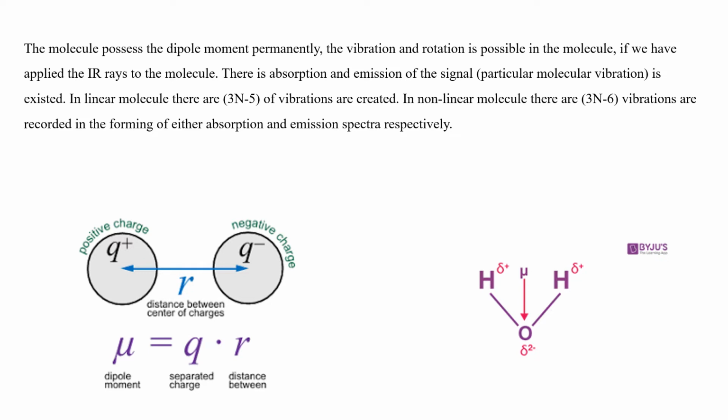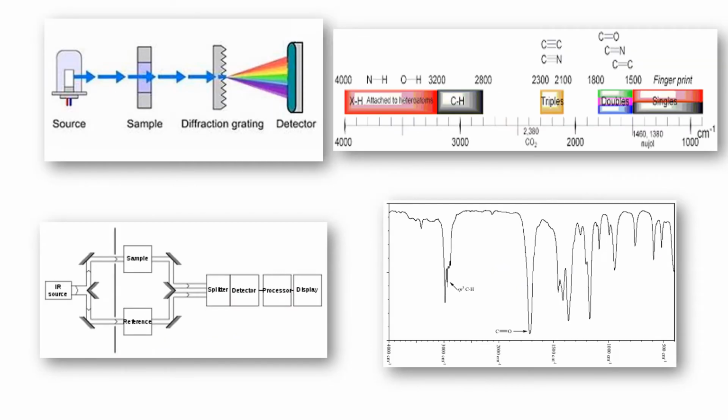A natural dipole moment is possible in the water molecule, which has two hydrogens and one oxygen connected. There is a dipole moment inside the molecule, so that is where the dipole moment reacts during the interaction of IR rays with the particular molecule. This is commonly the IR spectroscopic instrumentation technique.